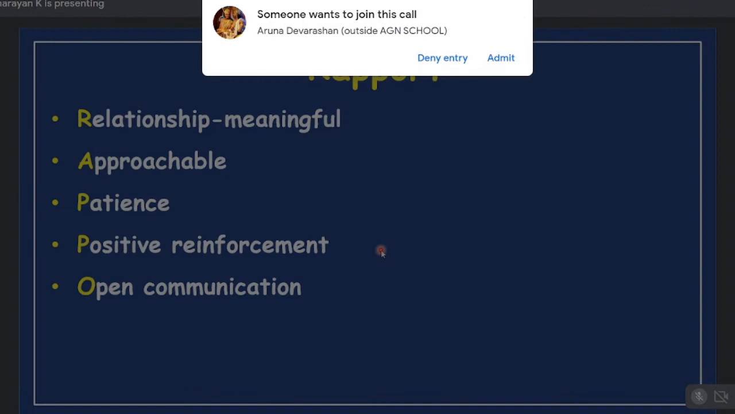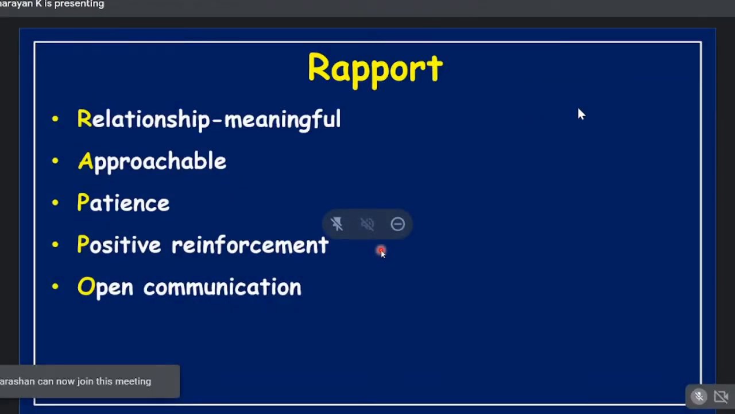Open communication. Listen to them. Listening to our students is so important. We often say the difference between listening and hearing. When you listen, your heart is close to the ear. When you only hear, the heart is far away from the ear. So when you bring the heart close to the ear, you are listening. Are we listening to our students with our hearts close to our ears? And that is the key to open communication.